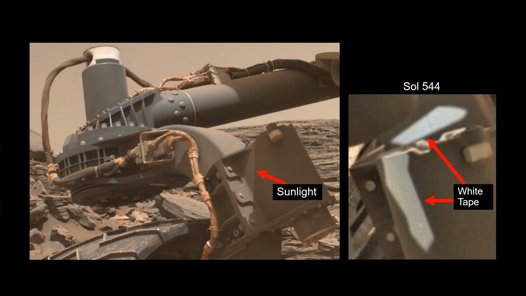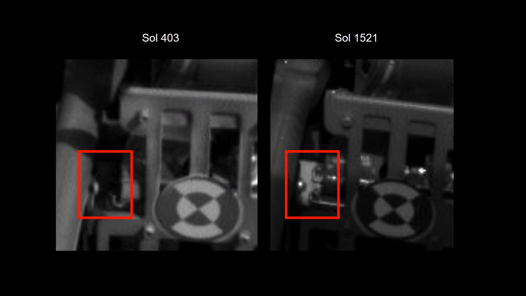In this image from the PDS, we can see the same section of the wheel bracket both in and out of the sunshine. Here, the appearance of the sunshine is not consistent with the bright white stripes observed in Sol 544. Here is a close-up of the area just to the right of the drill. In the left image, the space is open, and in the right, a white object with black lines has been added.